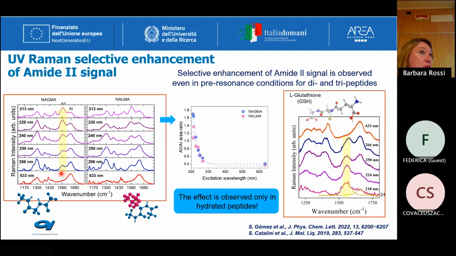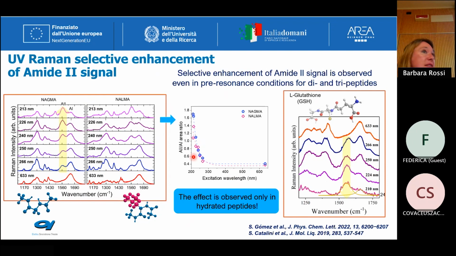In the UV resonance Raman spectra, we start to see the rise of this amide 2 band that becomes dominant, especially at the shortest excitation wavelength, and in particular we can observe this selective enhancement of this band that tends to increase more with respect to the other signals when we go toward the resonance of the amide group. But we observe this specific effect in dipeptide and tripeptide only when these peptides are in hydrated state.